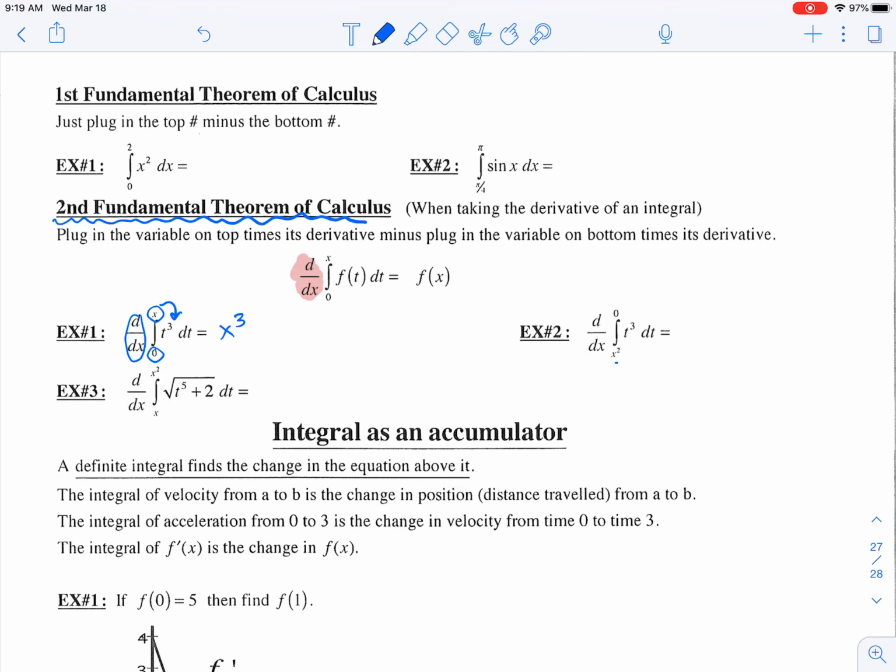Thing to be careful of is if you have that x on the bottom, that's essentially going to be filled in, but then also a negative, and the chain rule would apply. In other words, it would be negative x squared to the third, and chain rule would apply. Same idea in example 3, the x squared would go in, and the x would go in, and also chain rule would apply for when the x squared goes in.